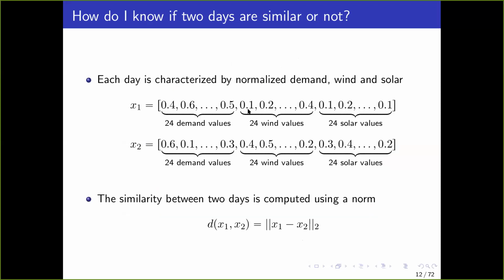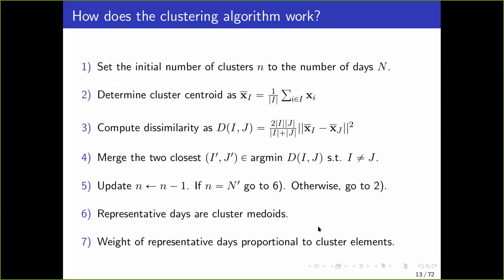How do you do that? Each day you can characterize, for example, by 24 demand values. This is just normalized values, 24 wind values, and 24 solar values. And this X2 is a different day. And then you can decide if these 2 days are similar enough or not. Use, for example, norm 2. This is a very straightforward way to do it.